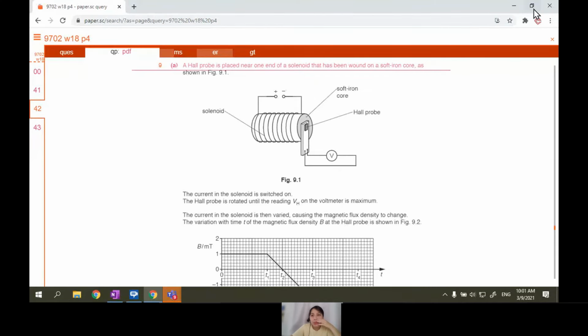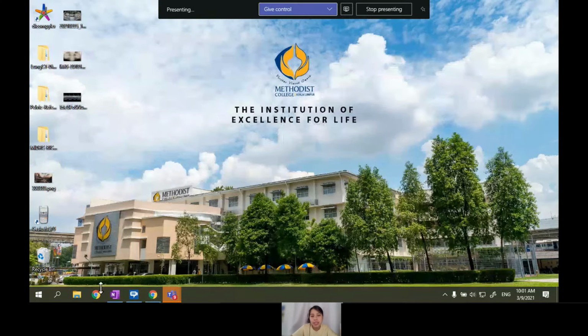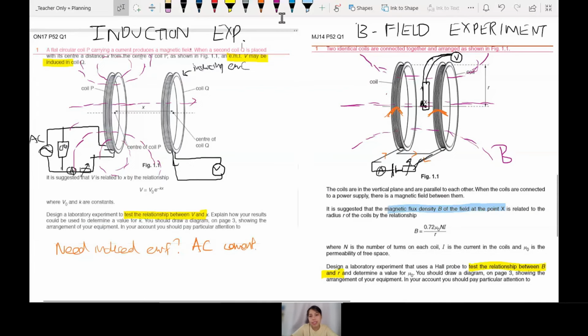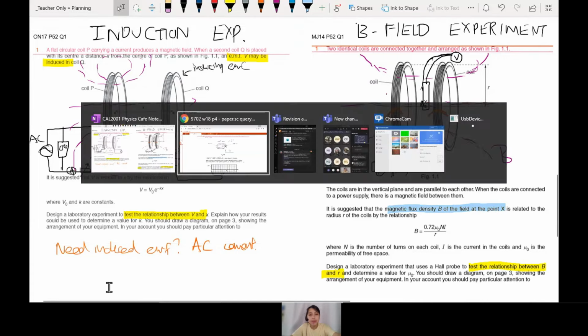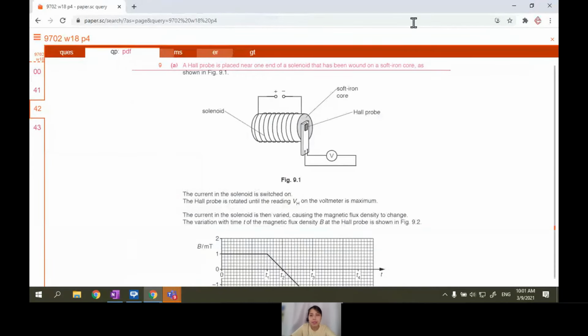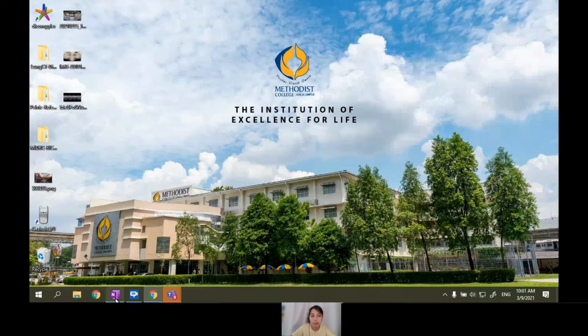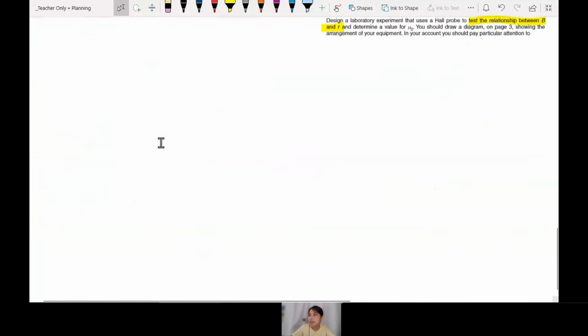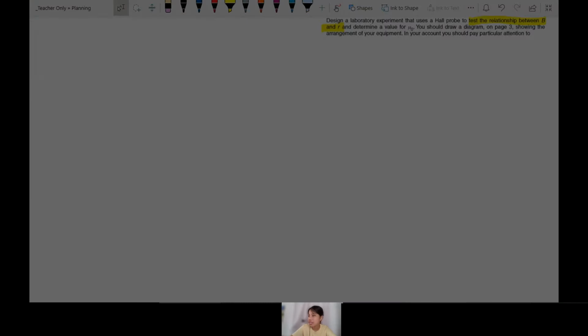Now this idea of whether you can tell what is what, whether it is induction or a B field, is also useful for you in paper 4, not just in the experiment. For the experiment, yes, you need to know the setups for that. But also, you look at this one. I'm going to screenshot this as well so we can look at the big picture and compare together. In the first part, they say put a Hall probe, everything. So I'm going to paste that in. Give me a second.